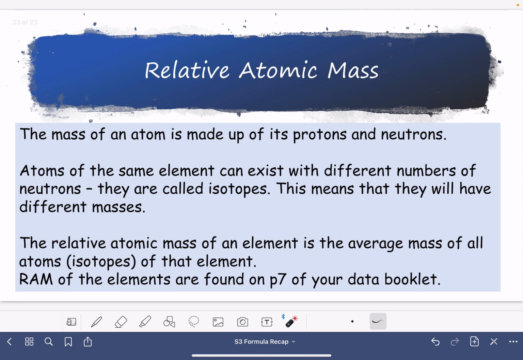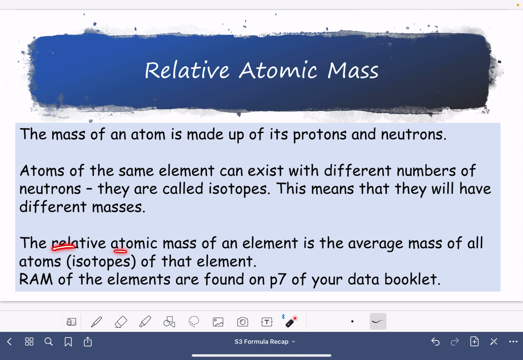Okay, the very final and quick part of this lesson then is just quickly recapping what relative atomic mass is. So the mass of an atom is made up of its protons and its neutrons. Now, an atom will also have electrons, but their mass is negligible. That means we don't count it towards the total mass. Atoms of the same element can exist with different numbers of neutrons. They are called isotopes. So isotopes refer to same element, different numbers of neutrons. So they'll have the same atomic number, but different mass numbers. So they will have different masses.